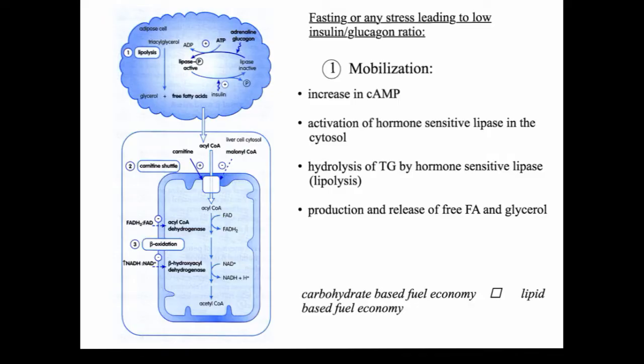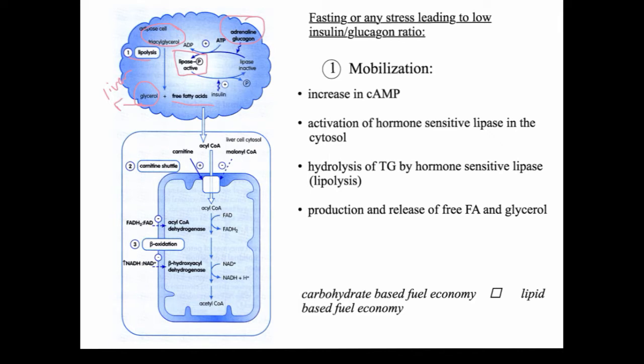During the fasted state, adrenaline will be elevated, there will be low levels of insulin, and all of this promotes the phosphorylation of the hormone-sensitive lipase. The stored form of energy in your adipose tissue is your triglycerides. The hormone-sensitive lipase goes through what's called lipolysis, and that means you're cleaving the triglyceride to glycerol and free fatty acids. The glycerol will go off to the liver and be used for gluconeogenesis.